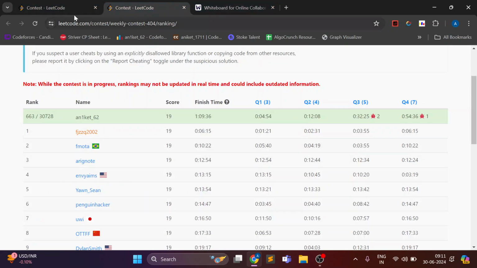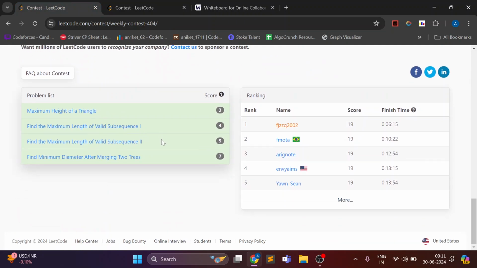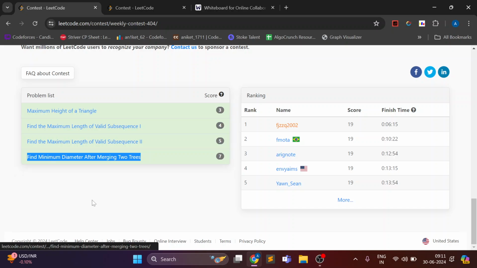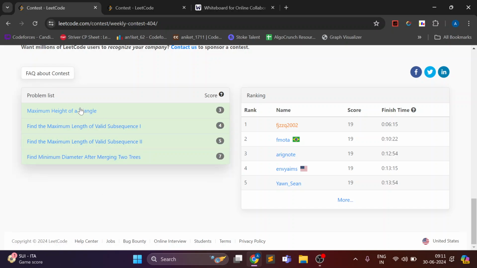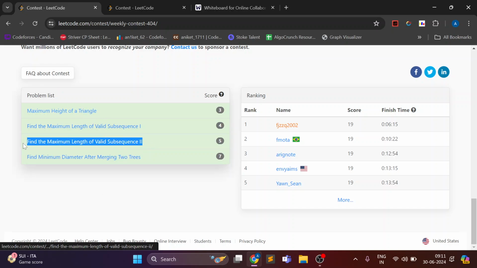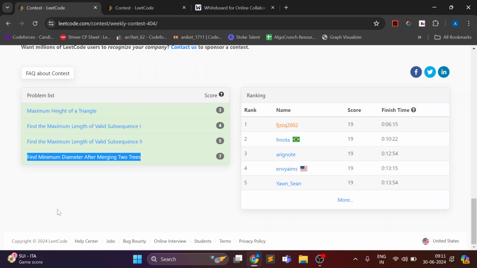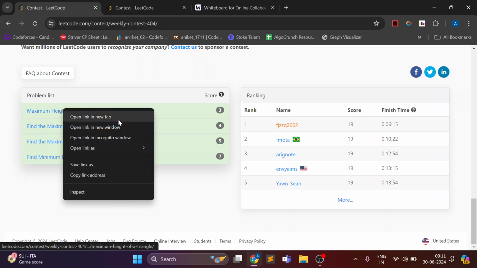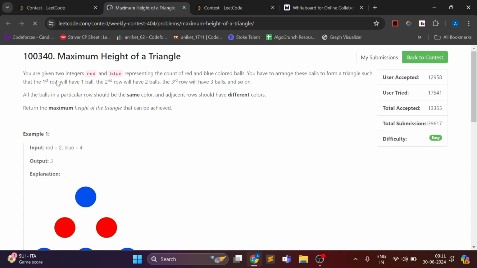The questions are interesting. I would say the third question is interesting. The fourth one, I would say, is standard only. But yeah, the third was more thinkable than the fourth. So let's start with the first question.